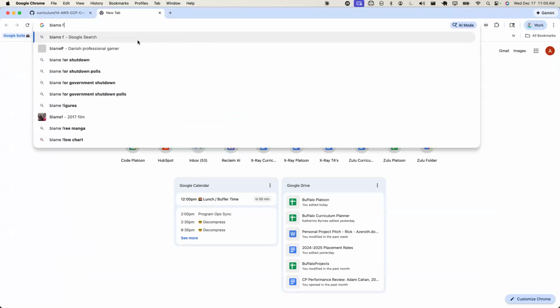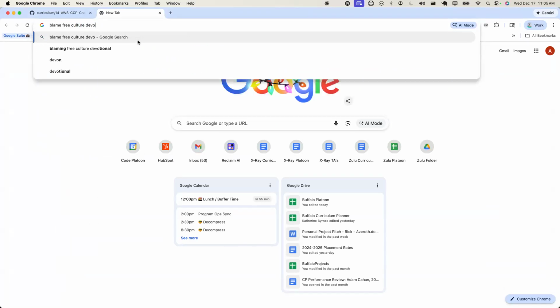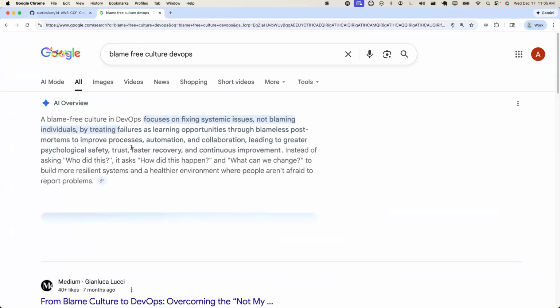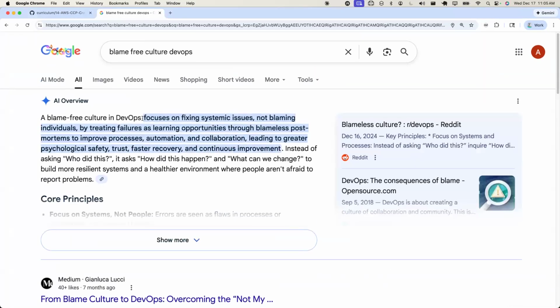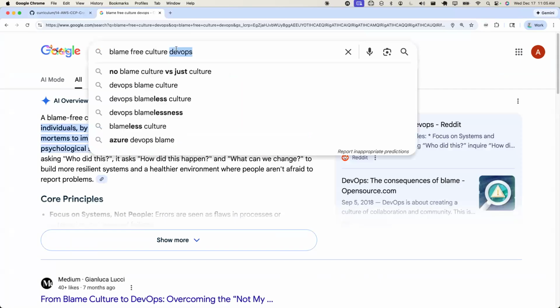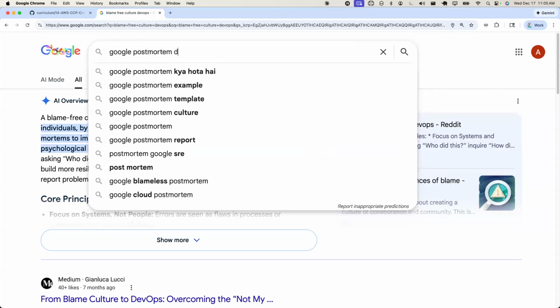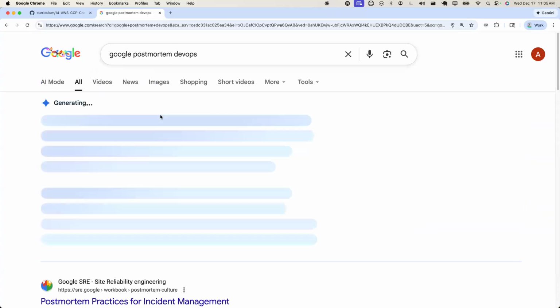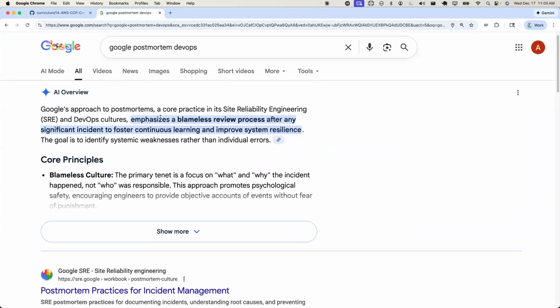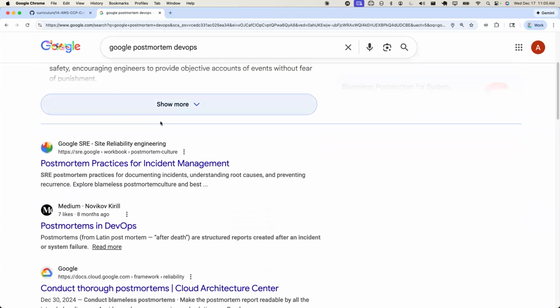They call it a blame-free culture. This idea of focusing on systemic issues by treating failures as learning opportunities through blameless postmortems. So if we search for a Google postmortem DevOps, let's see if we can find one.